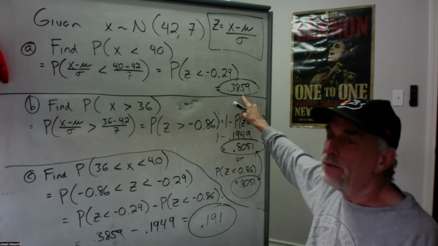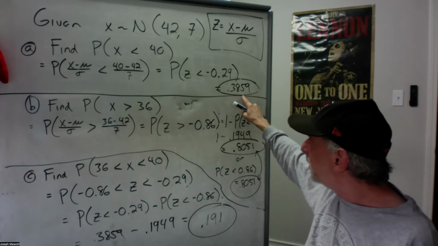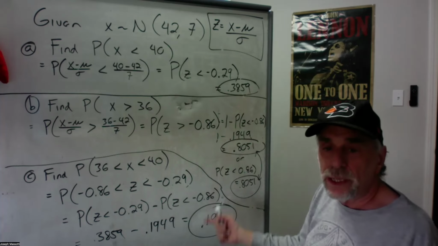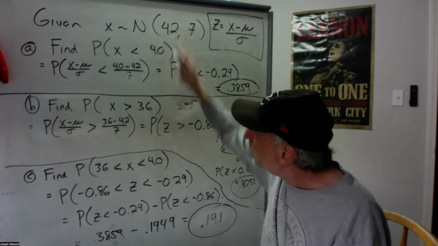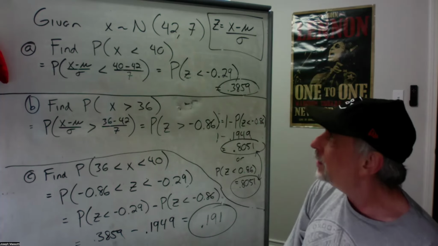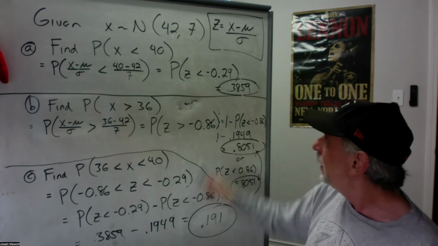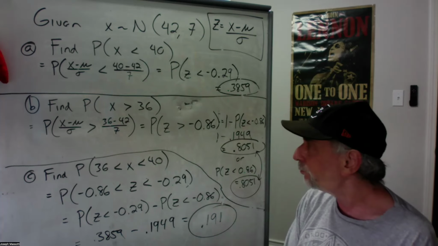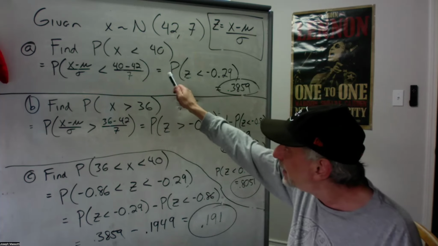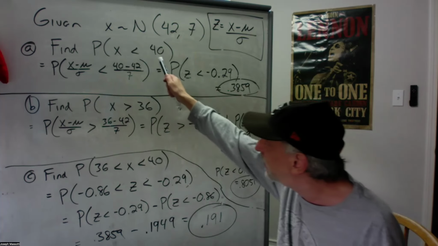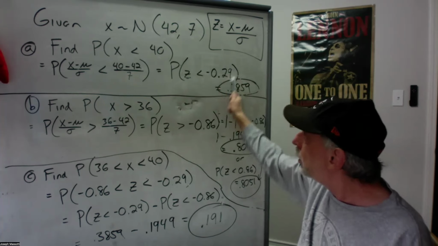So that's kind of a check. If your answer comes out to be 0.6 something, something went wrong, because 40 is below the center. So below 40 is going to be less than half of the distribution. So our answer makes sense. All right, so that's the less than. That's kind of the easiest one, because you just convert the 40 to a z, you look up that z, and you're done.